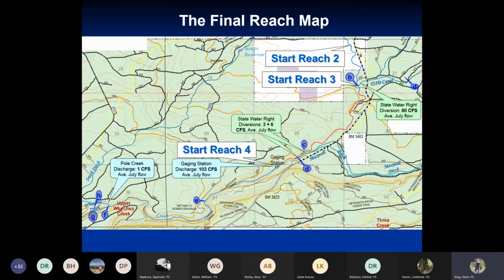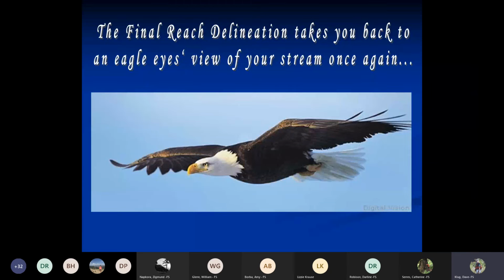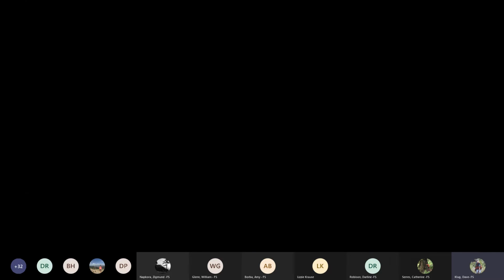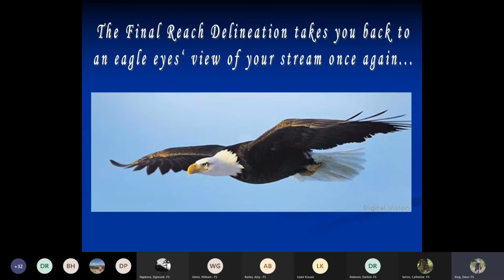Okay, that takes you back to an eagle's eye view of your stream. Once again, you've pulled back, you've looked at the stream from a bigger scale, and you've wrapped it up and buttoned it up, and you're ready for reporting out and for that data to go into AQS, hopefully after, of course, you've done your quality control checks. So that's all I have for final reach delineations. Are there any questions?